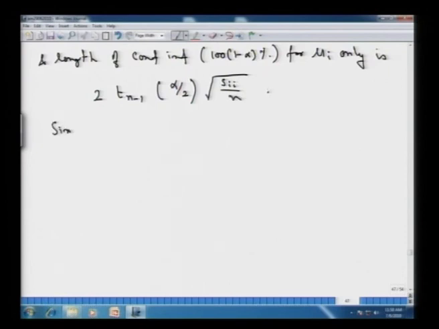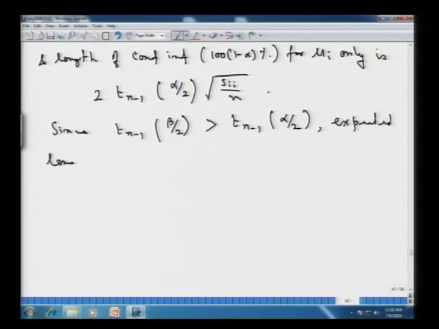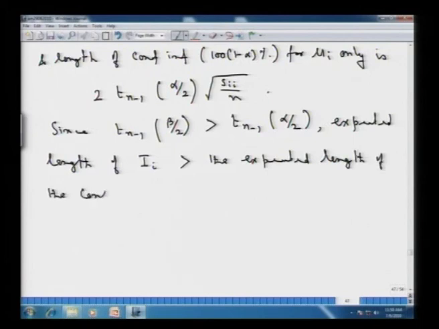Now, since we have T n minus 1 beta by 2 to be greater than T n minus 1 alpha by 2, the expected length of this I is going to be greater than the expected length of the confidence interval for mu I only.